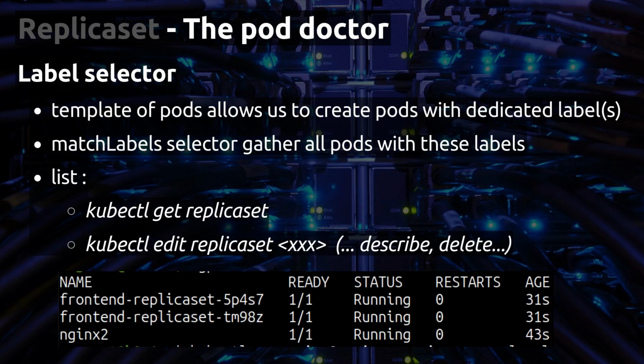So when you see a replicaset manifest, just keep in mind that the replicaset doesn't directly create pods. It checks which pods it can manage and checks the number of them. Of course, you have the classic kubectl CLI: kubectl get replicaset, kubectl edit replicaset, describe or delete replicaset. This is the same as for pods or deployments. So now let's go to the demo part.